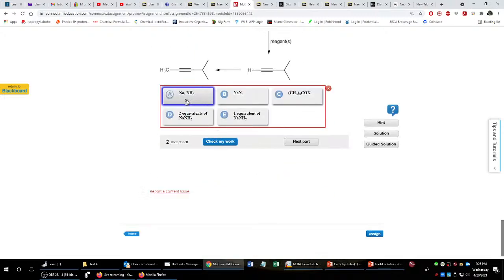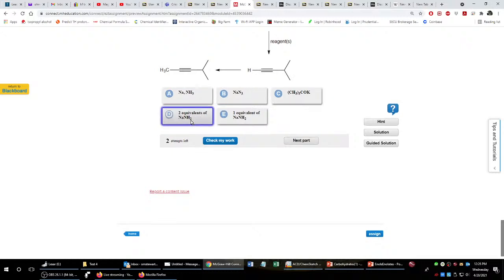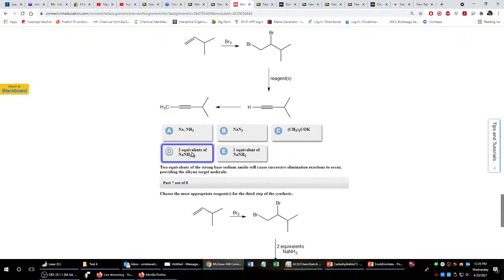So Na/NH3 is used to convert an alkyne to a trans alkene. You want two equivalents of NaNH2. This is a strong base. These strong bases are powerful enough to take your two halogens and abstract them to give you the alkyne. And yeah, I get them confused. NaNH2 is made by mixing sodium with NH3, or at least that's why it's confusing for me. In the case of sodium, the reason we're using it to generate the trans alkene is that it goes through a free radical mechanism.